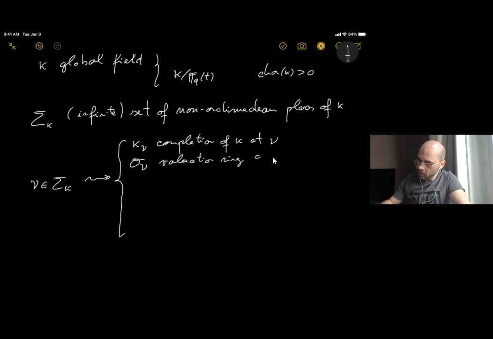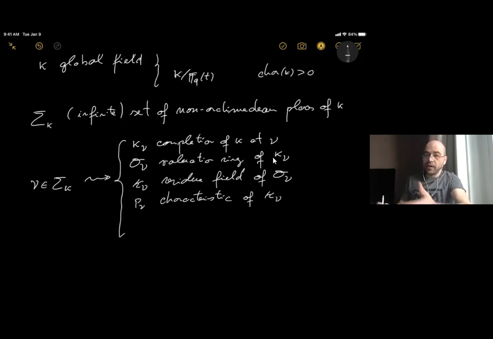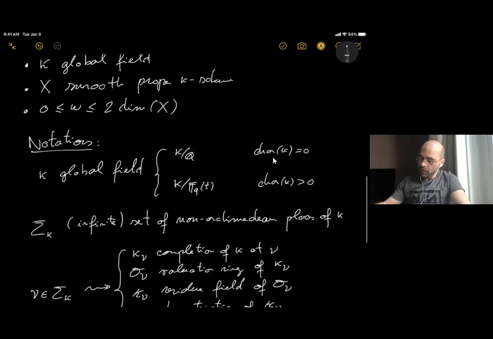This associated valuation ring of this completion. You can look at this, I'll write it like this, to the associated residue field of this valuation ring. P nu will denote the characteristic of this residue field, which will be a finite field. And so if it's a finite field, we can also talk about its cardinality of this residue field.